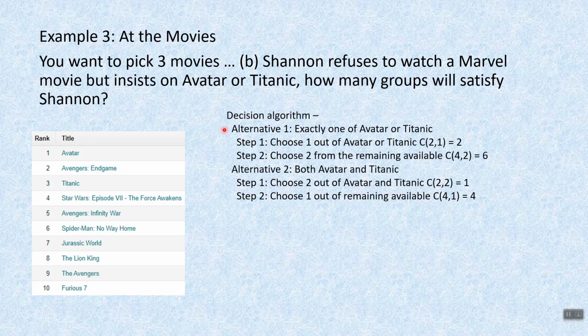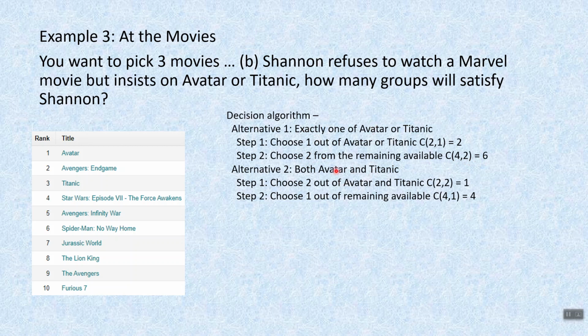So in our decision algorithm, alternative 1, we only watch one of Avatar or Titanic. So our first step will be to choose one out of Avatar or Titanic. So that's the combinations of the 2 movies, choose one, which gives us an answer of 2. Now we have 4 movies remaining, right? Avatar and Titanic are not there. There's the other 4 movies that are not Marvel. So we want to choose 2, right? So we want a total of 3 movies. 1 has to be either Avatar or Titanic, and then 2 from the others, 4 choose 2. Combinations of 4 items taken 2 at a time is 6.